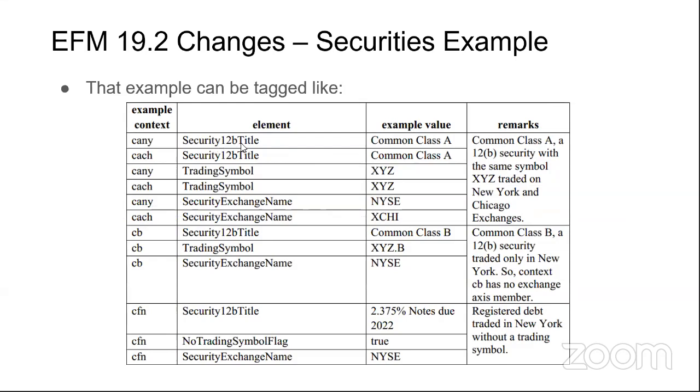Our Security 12B title would be used for common class A, and that would also have 2 dimensions attached to it. It would have the dimension statement class of stock axis, using common class A as its class of stock, and it would also have our entity listings exchange axis, defining it as part of the New York Stock Exchange. The security exchange name value would be New York Stock Exchange, and for the second row, we would have common class A with the trading symbol that's dimensionalized and the security exchange name that is dimensionalized. Both of these would be using a 2-dimensional fact here.